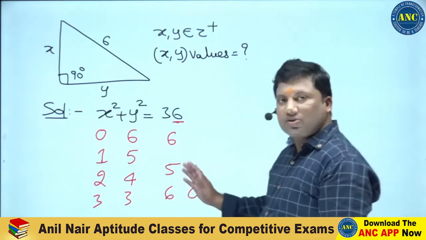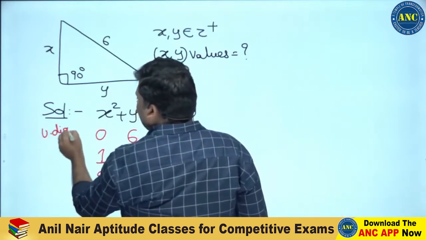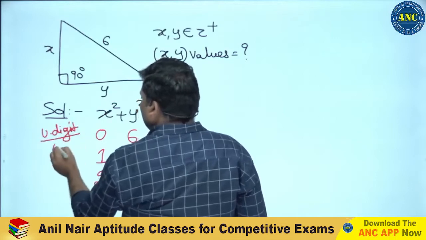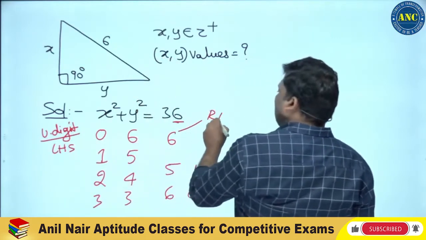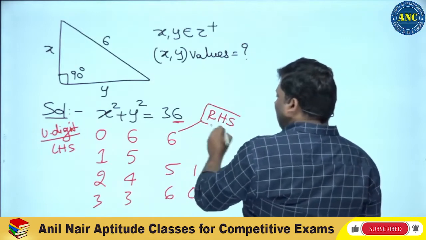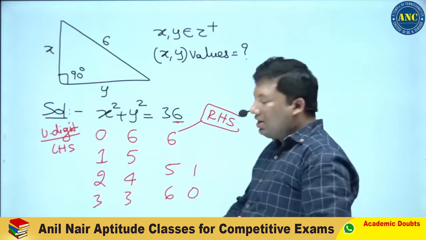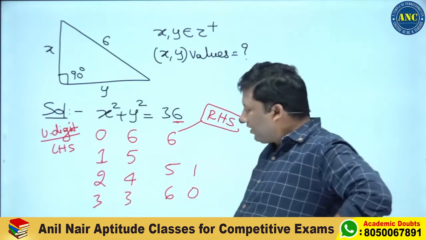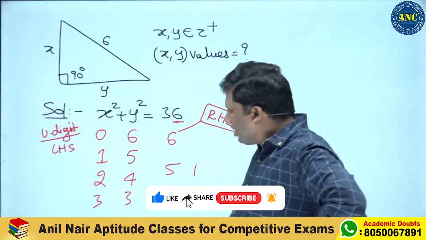These are the cases. What are 0 and 6? These are the unit digits of the left hand side. This is the unit digit of the right hand side. 0 plus 6, 1 plus 5, 2 plus 4, 3 plus 3, 5 plus 1, 6 plus 0.